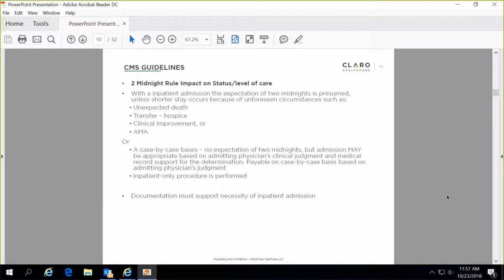So, 2 midnight impact on status. With an inpatient admission, the expectation of 2 midnights is presumed. If they're going to stay longer than 2, it's presumed.